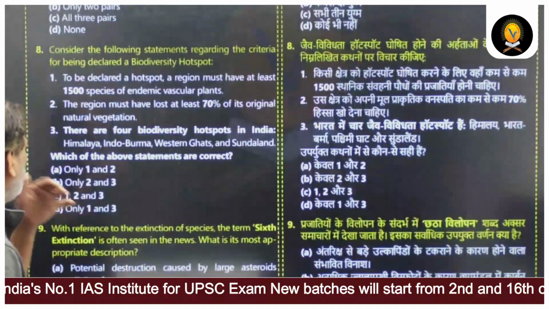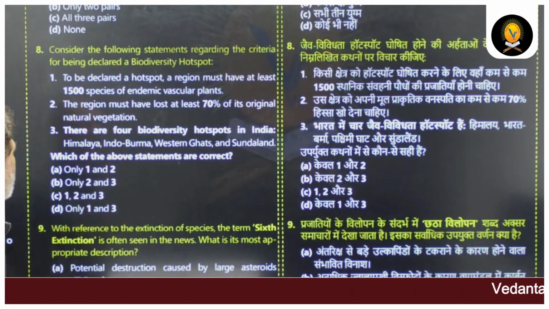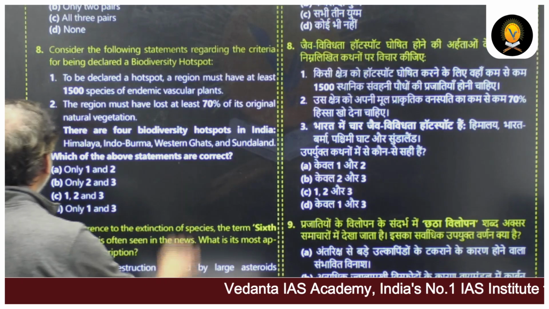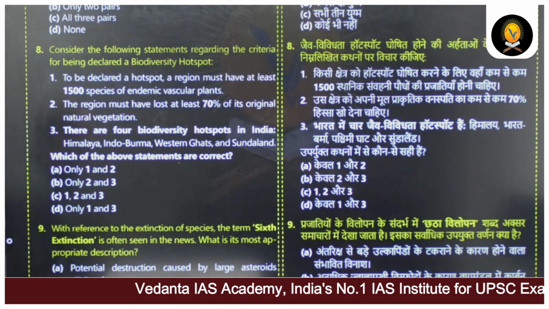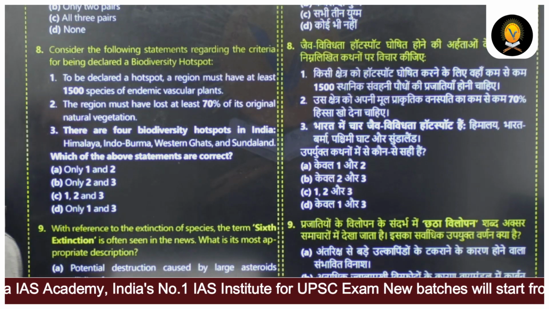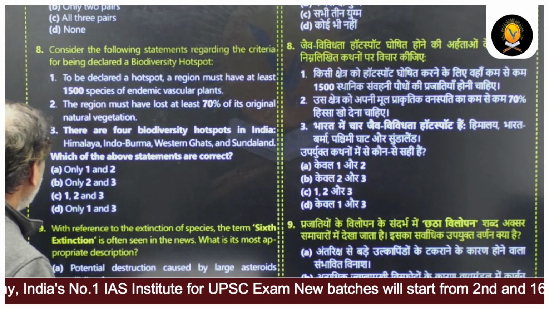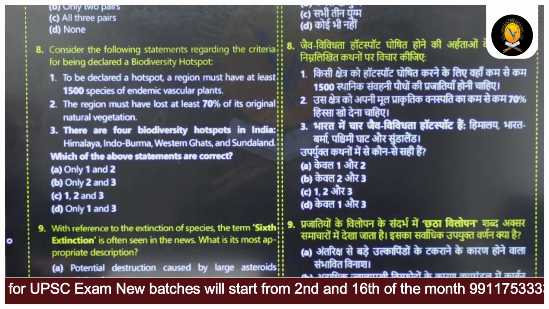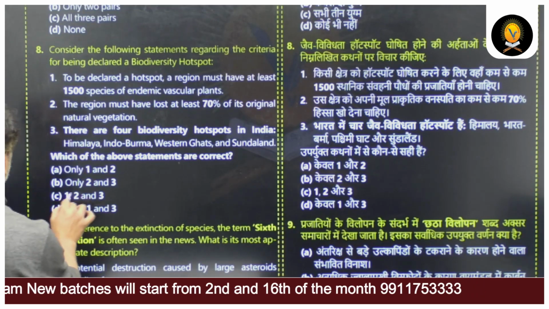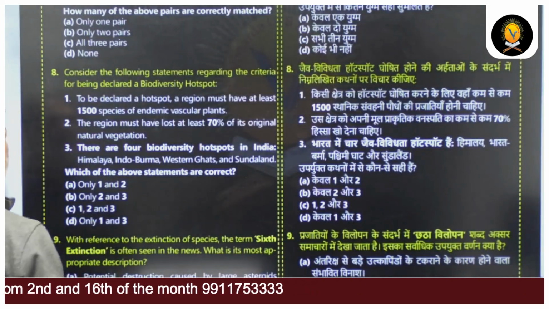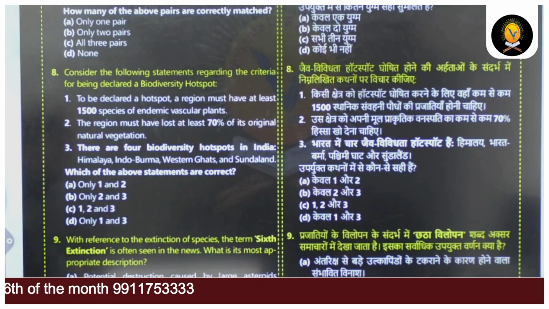Consider the following statement regarding the criteria for being declared a biodiversity hotspot. To be declared a hotspot, a region must have at least 1500 species of endemic vascular plants. It is correct. The region must have lost at least 70% of its original natural vegetation. Yes, it is also correct. And there are 4 biodiversity hotspots in India: Himalaya, Indo-Burma, Western Ghats and Sri Lanka, and Sundaland. All 4 are correct. So, 1, 2, 3 are correct. Remember one thing, Norman Myers was the person who gave the idea of the biodiversity hotspot.